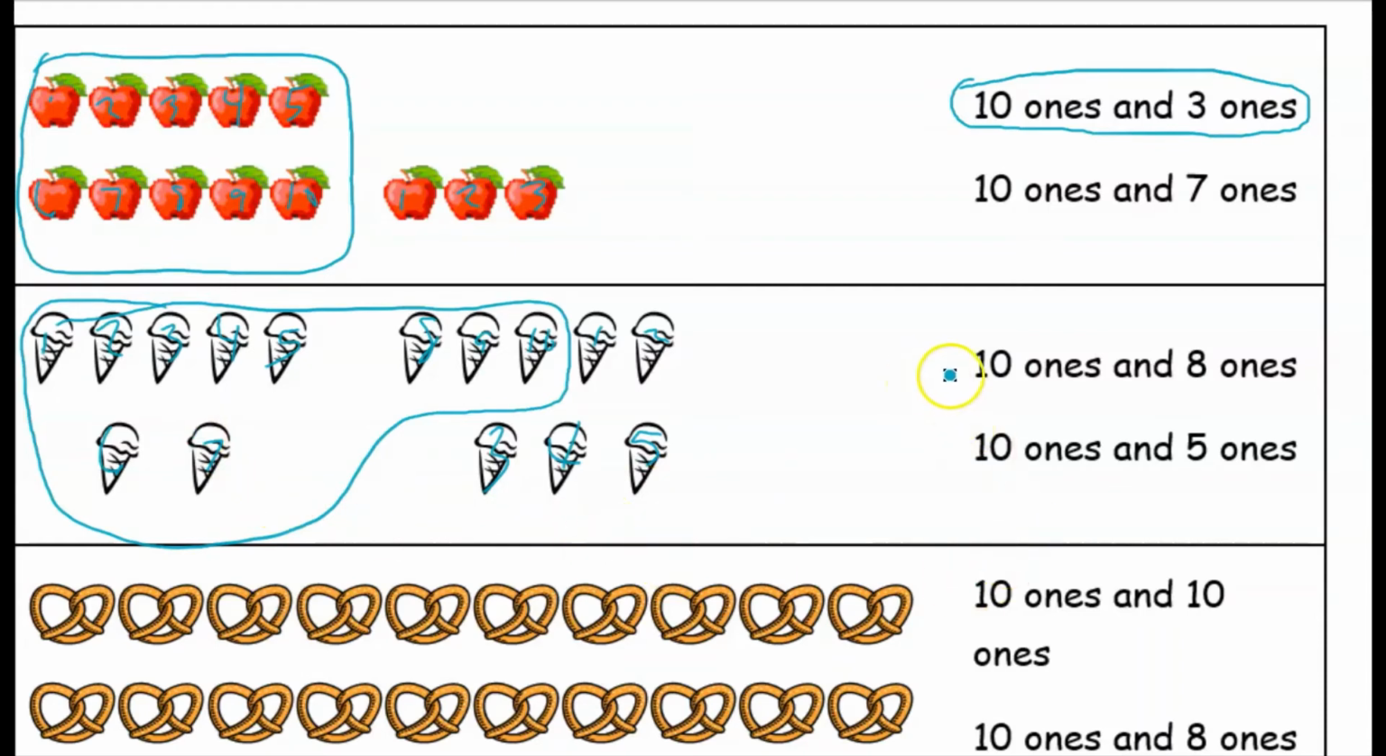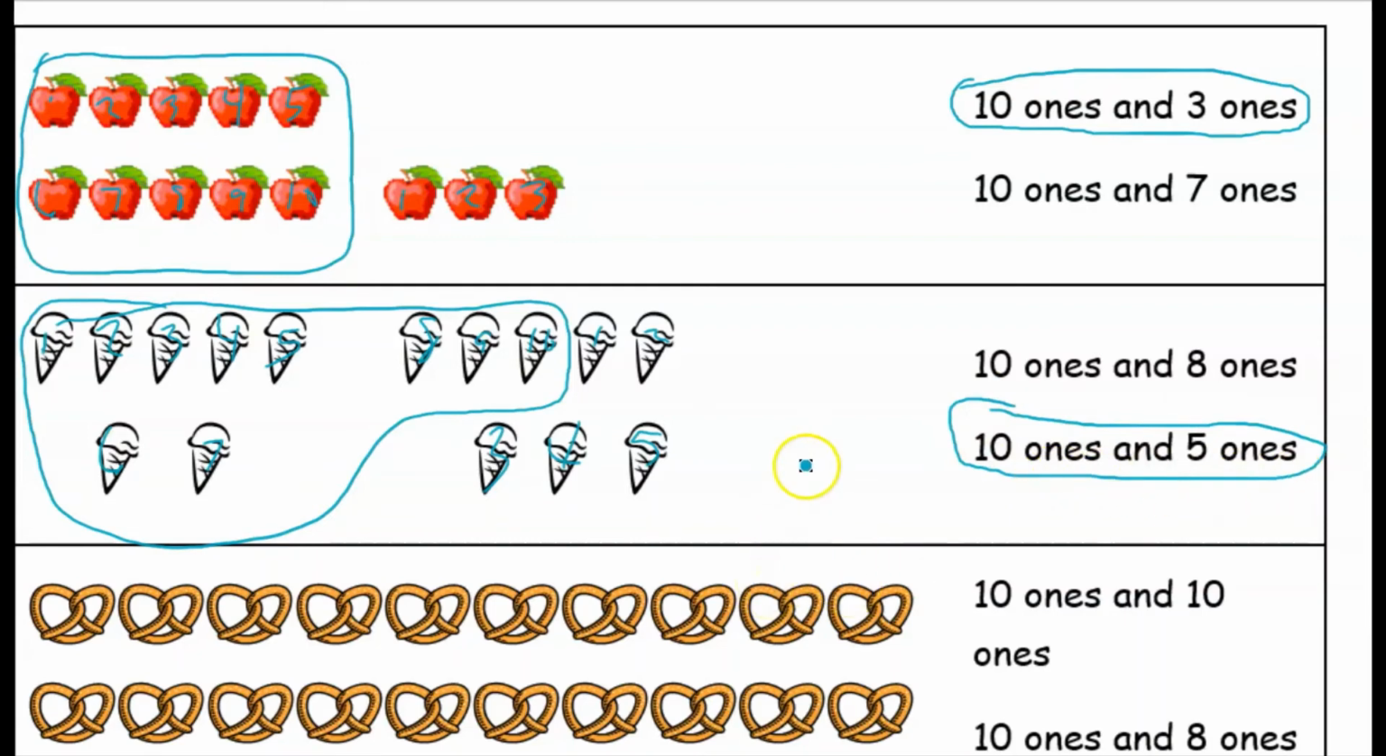All right, let's decide which one we need to circle. Our first choice is 10 ones and 8 ones. Our second choice is 10 ones and 5 ones. We know we have our group of 10, but how many ones were left over? Right, 5. We counted 5 ones left over. 10 ones and 5 ones.